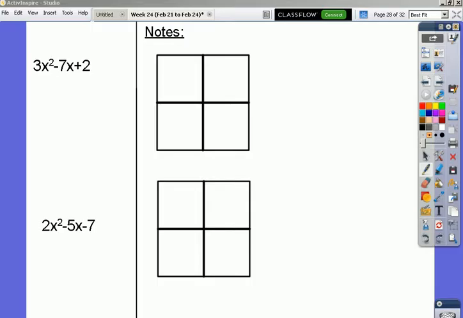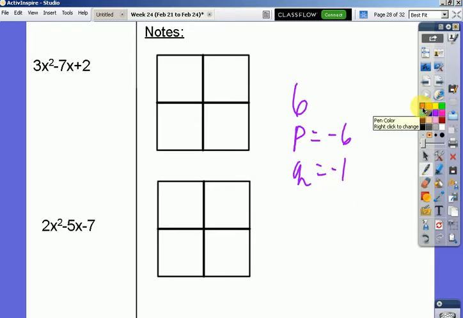You can work ahead of me if you want to. Again, I'm going to set it up in the same way. Look for my GCF. I don't have a GCF other than 1, so I'm going to find my AC and bust the B. So AC is 6. What is my P and Q? Yeah. So I have -6 and -1. And then upper left, 3x squared. Bottom, 2. Middle, -6x and -1x.